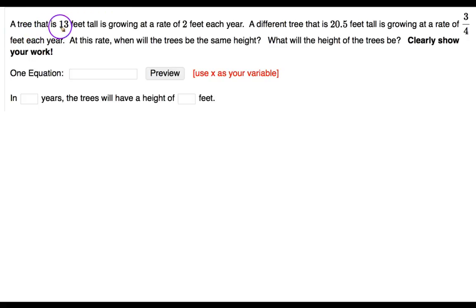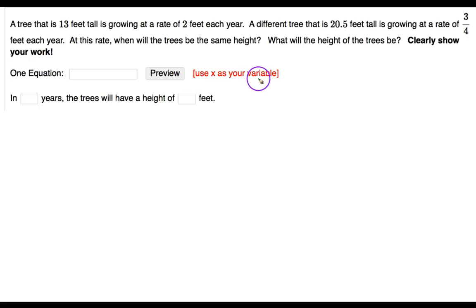It says a tree that is 13 feet tall is growing at a rate of 2 feet each year. A different tree is 20.5 feet tall and is growing at a rate of 3/4 feet each year. At this rate, when will the trees be the same height? What will the height of the trees be? Clearly show your work. It says to write the equation and then answer in how many years will the trees have the same height and at what feet.